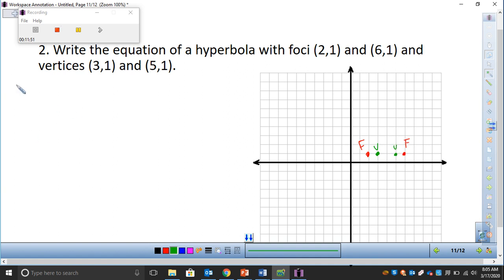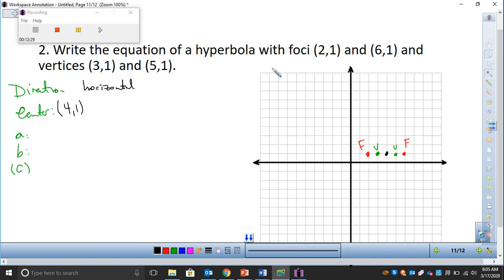So, as always, things we need when we're writing equations: we need the direction, we need the center, and just like ellipses, we need a, b, and possibly c. So direction, if foci are left and right, we know the direction is going to be horizontal. Our center, again, we can find the midpoints of the distance between the two foci and between these vertices. There's our center right there. 1, 2, 3, 4, up 1. Our center is (4, 1).